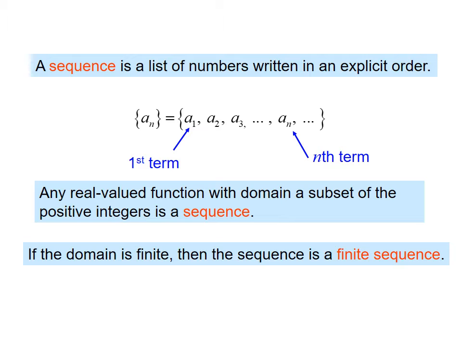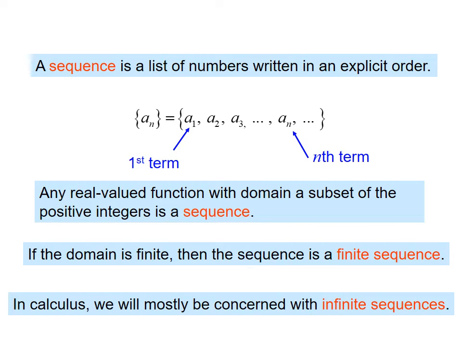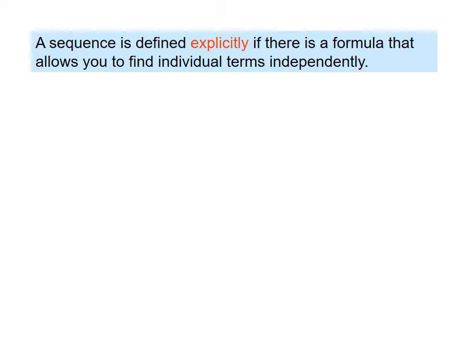If the domain is finite, then the sequence is a finite sequence. In our studies, we will mostly be concerned with infinite sequences. A sequence is defined explicitly if there is a formula that allows you to find individual terms independently.